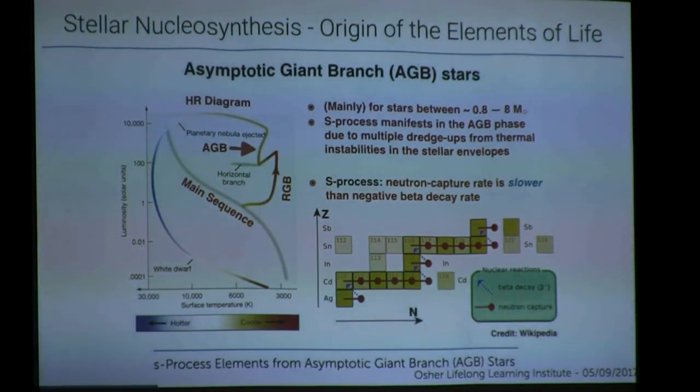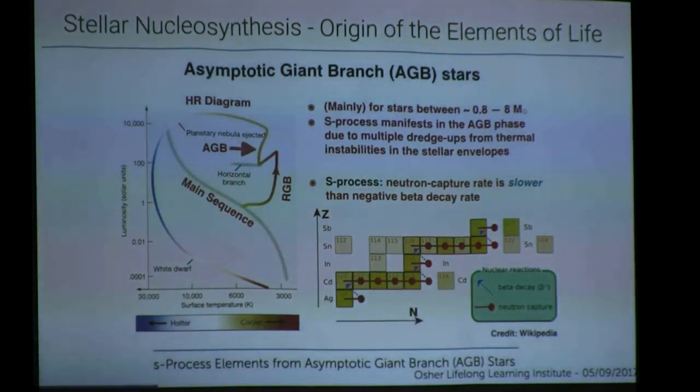So we call it asymptotic because basically the star will bounce back and forth depending on its mass. And if it's massive enough, it will bounce back and forth all the way up to iron, like we said, and then it'll become a supernova. If it's not, eventually, you know, it'll get to the heaviest element it can fuse given its mass, and then it'll become a white dwarf, and so on and so forth.